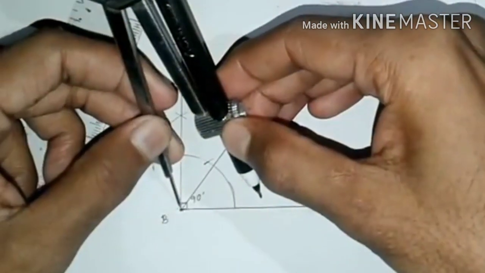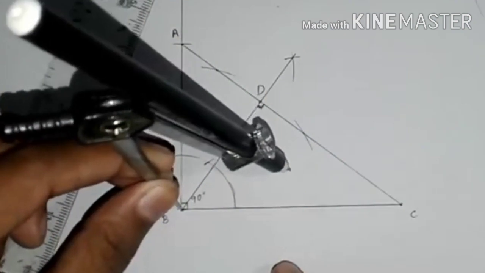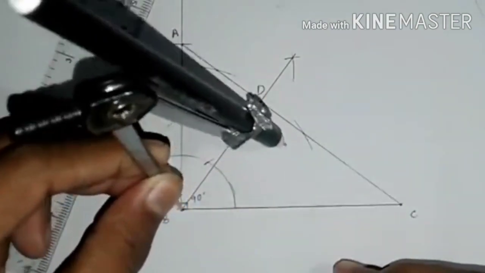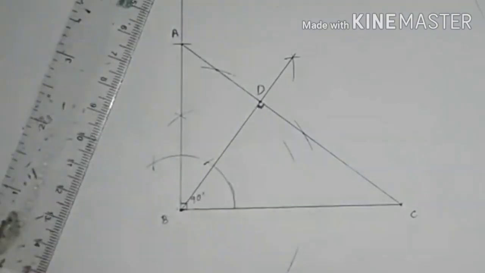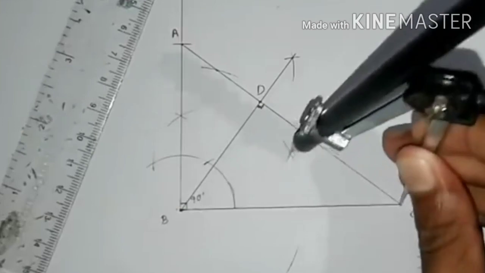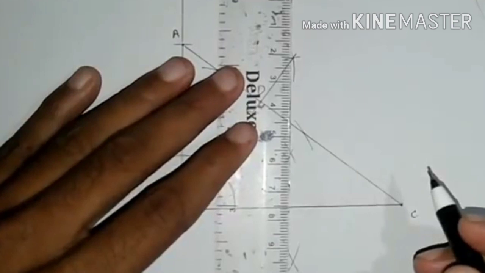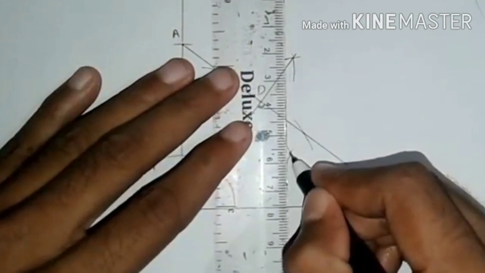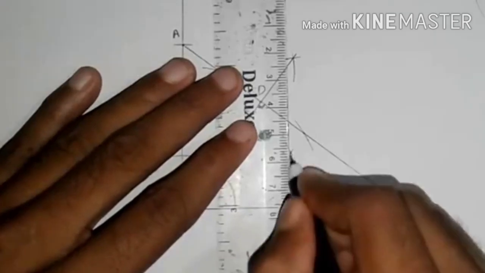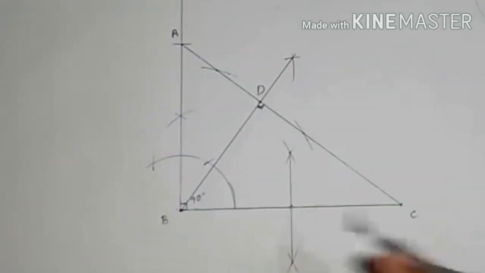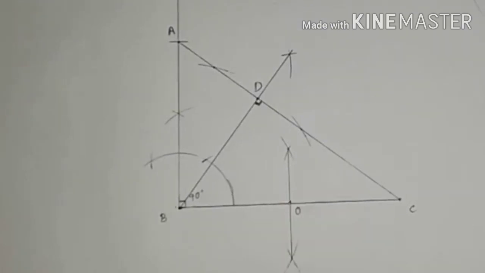Now we have to bisect the line segment BC. For that, take more than half of length of BC and with B as center, draw two arcs above and below of the line segment BC. Using the same radius with C as center, cut those arcs which you have drawn previously and join the point of intersection of the two arcs. The perpendicular bisector of BC is drawn and label the midpoint as O.